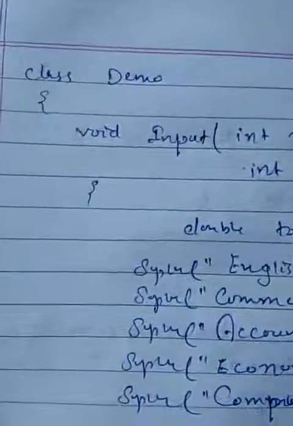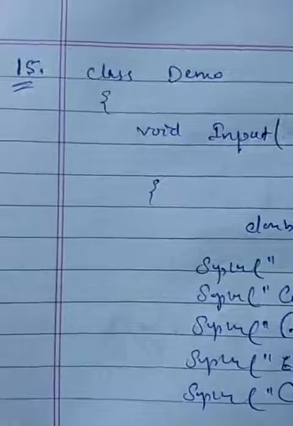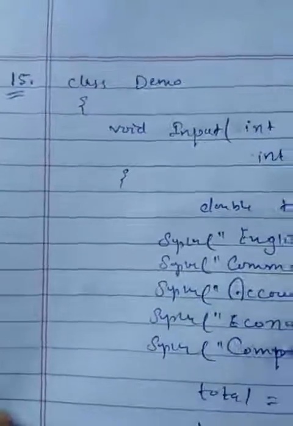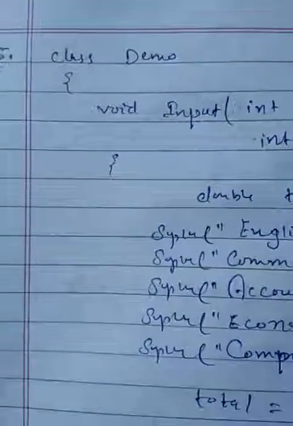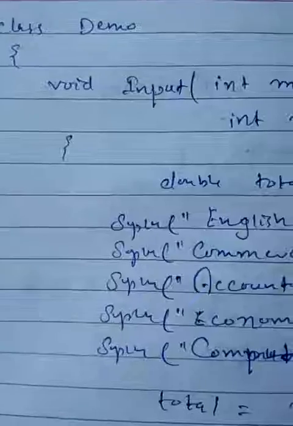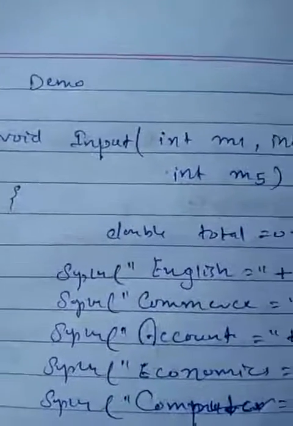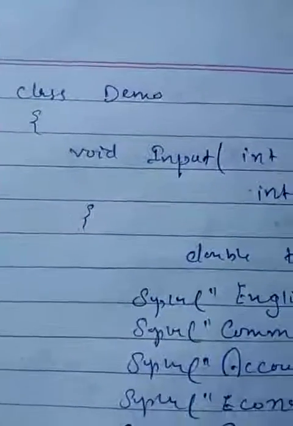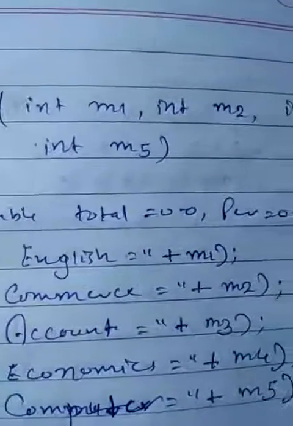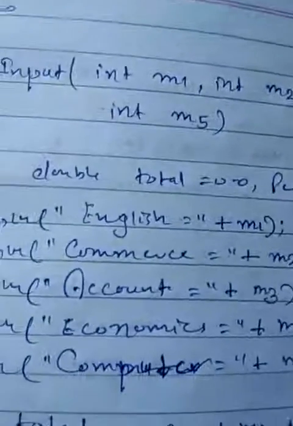Good morning students. Today is the last part of chapter 5, and this is question number 15. In this question we have to calculate the total and percentage of a student, and marks of 5 subjects are input from the user. Here is the class demo with void input, and there are the marks of 5 subjects: M1, M2, M3, M4 and M5.